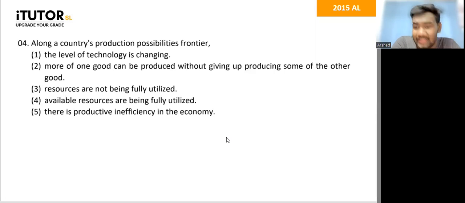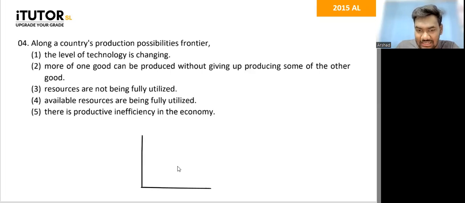Resources are not being fully utilized. Available resources are being fully utilized. There is production inefficiency in the economy. What can you say, right? When you are on the production possibility frontier, along a PPC. Others, guys? Along a PPC. Now, let's say here. This is along a PPC.